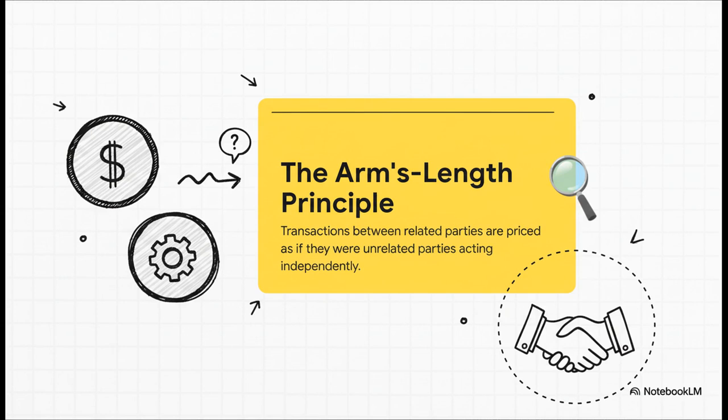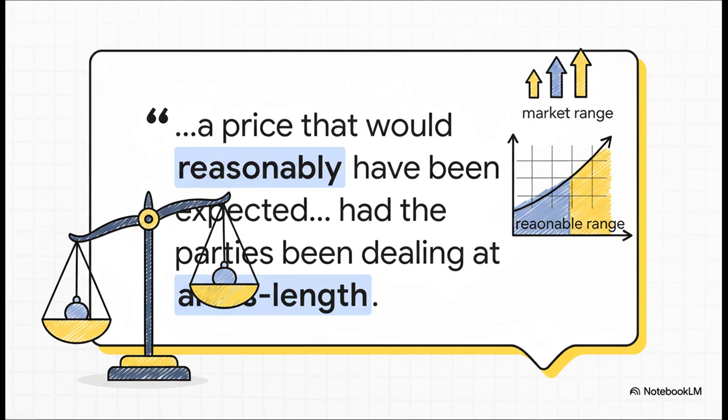It just says you have to price a transaction between your own companies as if they were total strangers, each negotiating independently in a normal, open market. Now, this wording here, drawn from Canadian tax law, is so important. Look at that phrase, reasonably have been expected. This is the legal foundation.